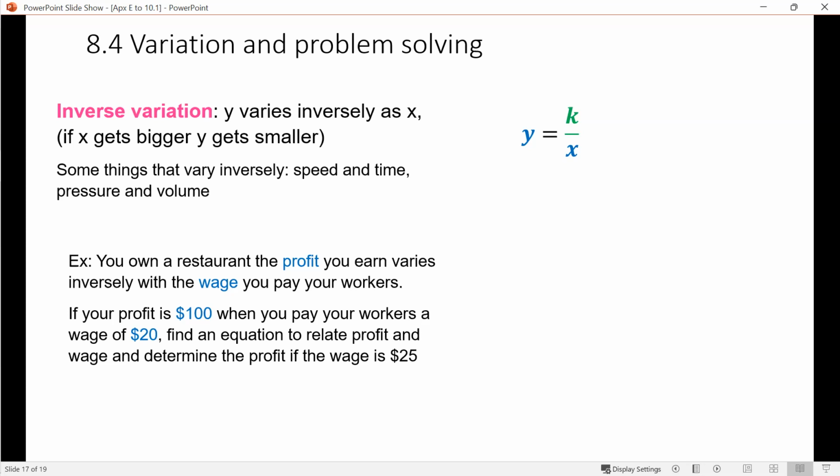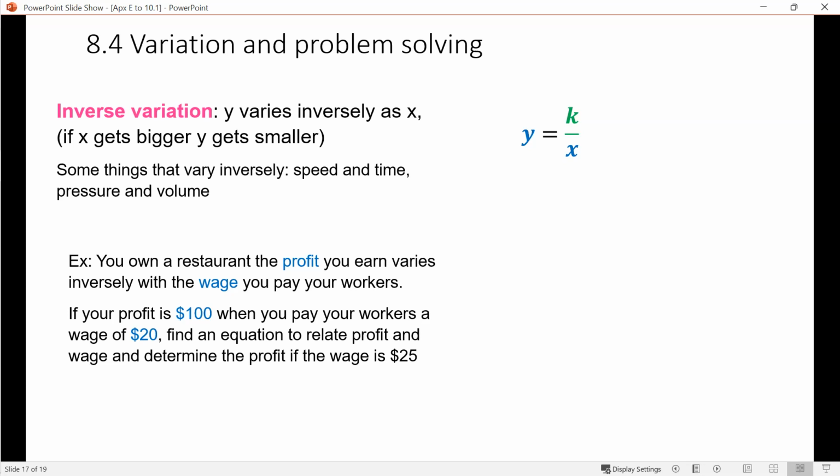So in inverse variation, y equals our constant divided by x. Let's do an example here. Let's say you own a restaurant and the profit you earn varies inversely with the wage you pay your workers, meaning the more you pay your workers, the less money you're going to make. If your profit is $100 when you pay your workers a wage of $20 an hour, find an equation that relates the profit and wage. And then once you have that equation, try to determine what your profit would be if the wage was $25.